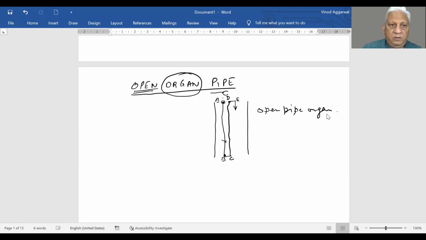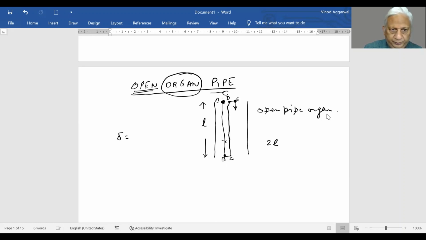Now let's see what the phase difference is in a wave starting from here, going all the way back to E. What is the phase difference it can suffer? One is on account of travel. Let's assume that this is the length of the pipe. Then on account of the distance it travels, L, all right?